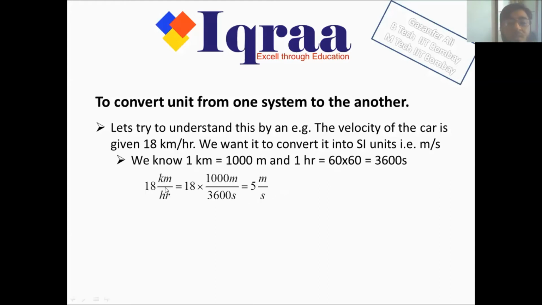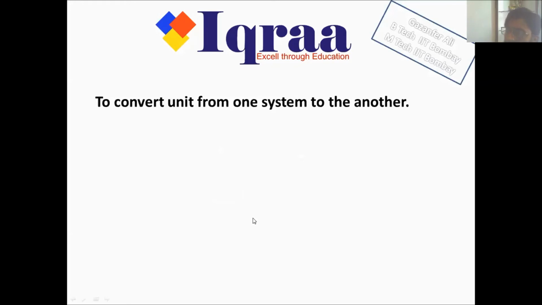So what we can do is substitute: 18 kilometer per hour is equal to 18 kilometer represented by 1000 meter, and the hour represented by 3600 seconds. We'll simplify this, and this will be 5 meter per second. So this was a very simple conversion of velocity from kilometer per hour to meter per second. Let's see how we'll exploit dimensional analysis as a tool to convert from one system to another.